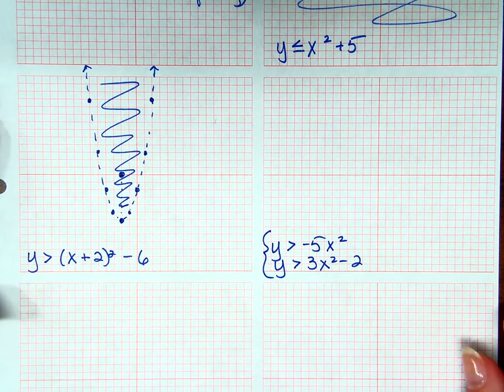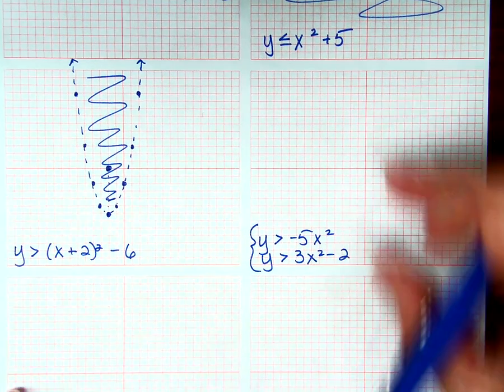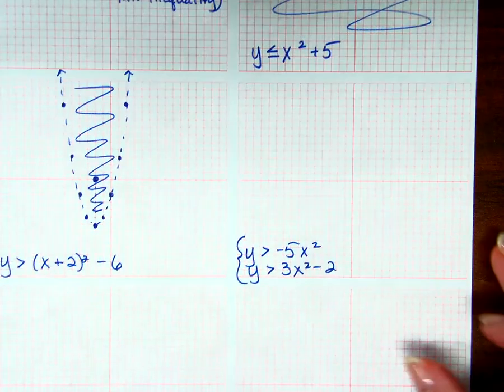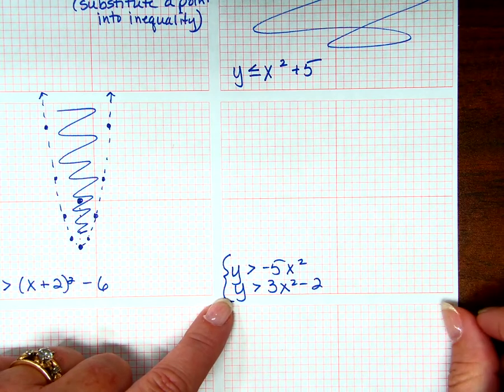Uh-oh. What does that mean? Oh, there's two, right? Do I need to use this graph and this graph down here? Oh, okay, so it's a system, so I have to graph it on the same graph, right? Okay.